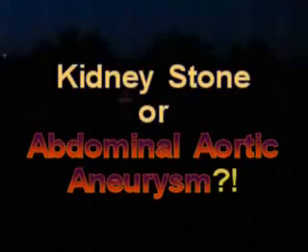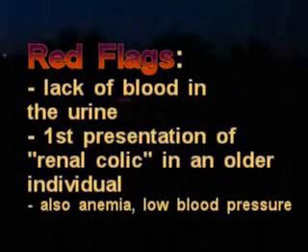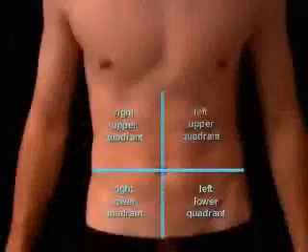Beware, what you think is renal colic in someone may in fact be a rupturing abdominal aortic aneurysm in the right person. Look for red flags like lack of hematuria, or an older patient presenting with what looks like renal colic but has never had it before.